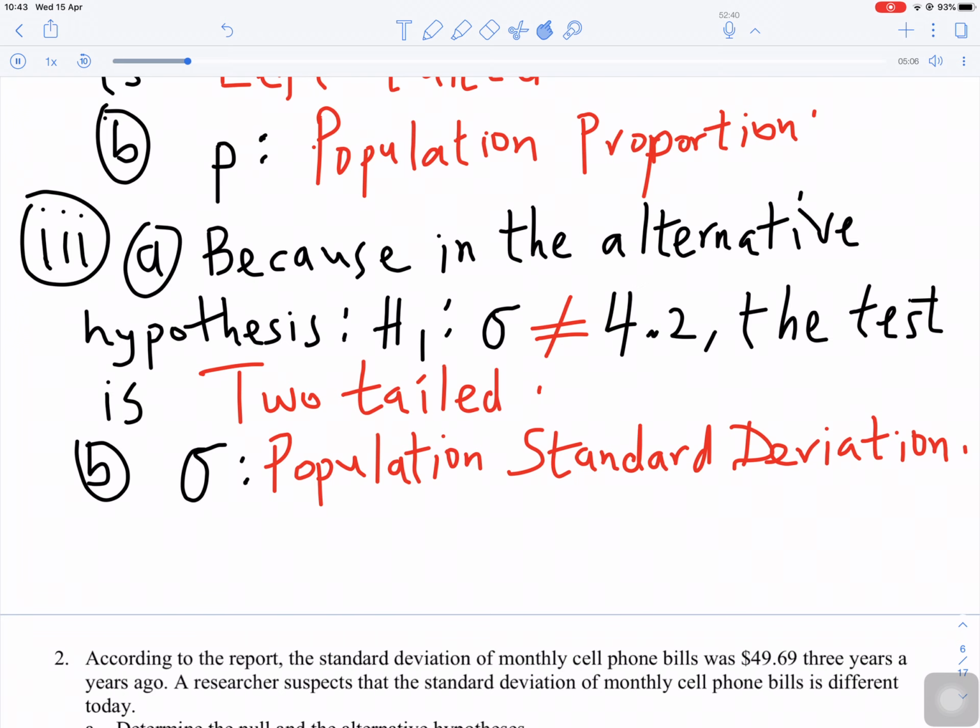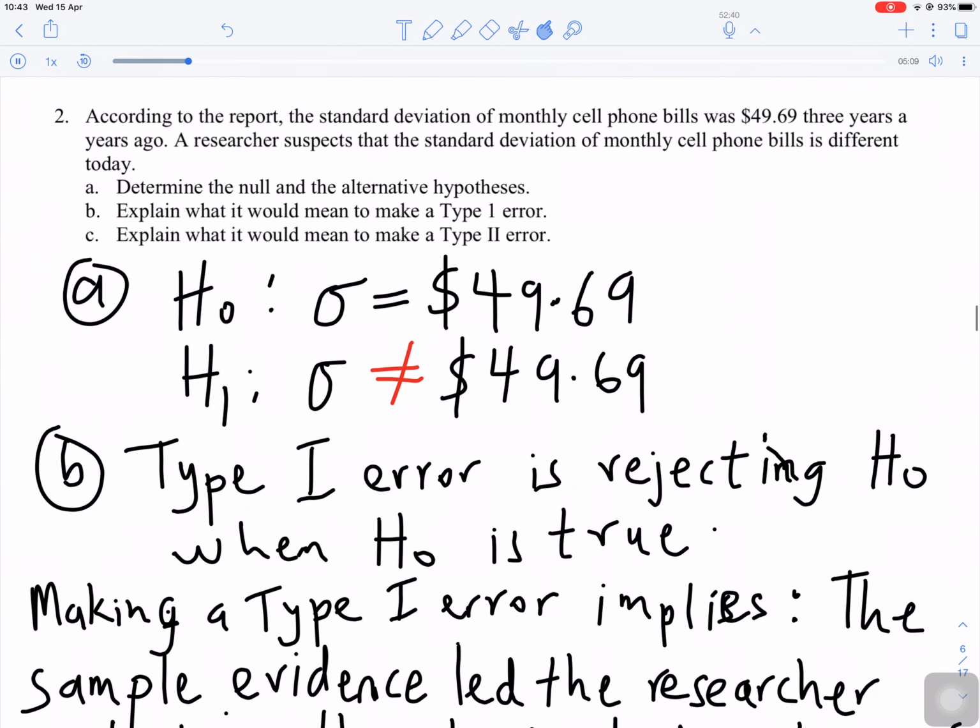Okay, then we go to 2. So question 2 now requires us to go through the process of writing out our hypothesis and also make certain judgments. The question reads: according to the report, the standard deviation of monthly cell phone bills was $49.69 3 years ago. A researcher suspects that the standard deviation of monthly cell phone bills is different today.